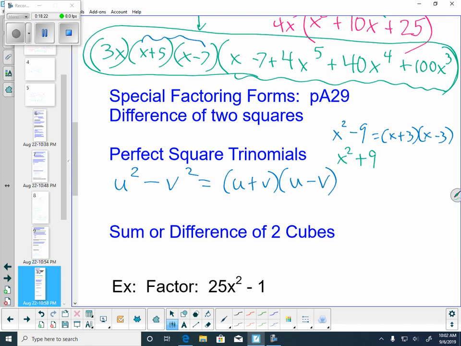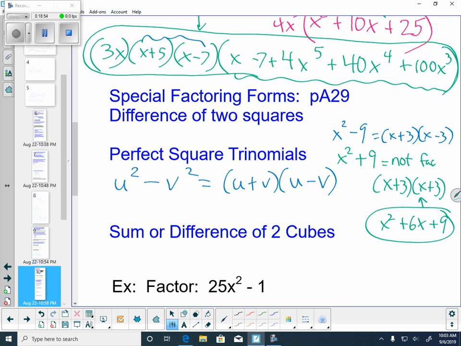Kyle, you're shaking your head. No. Because if we tried to factor it into x plus 3 times x plus 3, we'd do FOIL and end up getting x squared plus 3x plus another 3x, which is x squared plus 6x plus 9. So that guy is factorable into this, but x squared plus 9 is just not factorable.